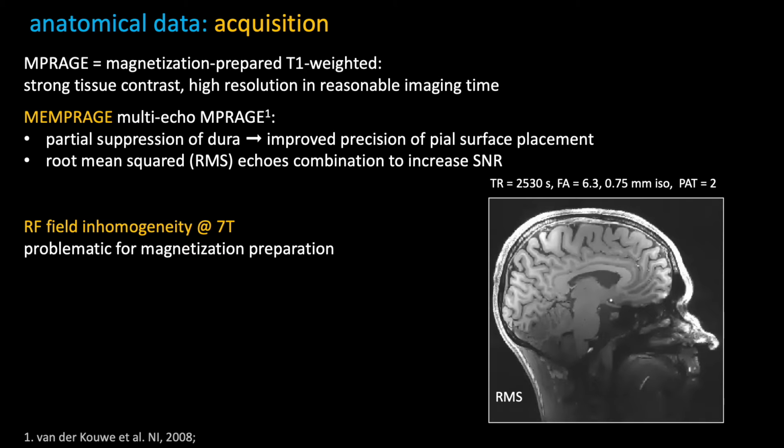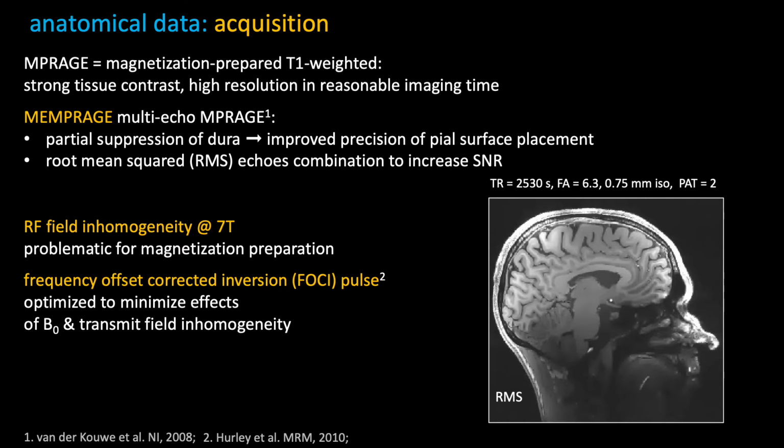And one problem that we have to deal with in these MPRAGE images is B1 field inhomogeneity at 7T. I'm going to talk a little bit more about it on the next slide, but one way to help to mitigate this problem at the acquisition stage is to use these fancier pulses, such as the FOCI pulse mentioned here, which is optimized to minimize effects of both B0 and the transmit field inhomogeneities. So that's what we use.